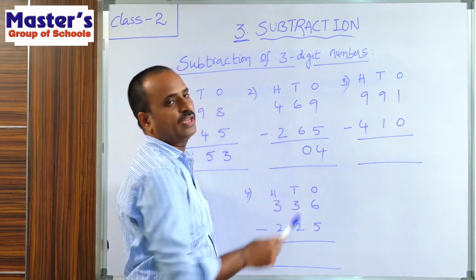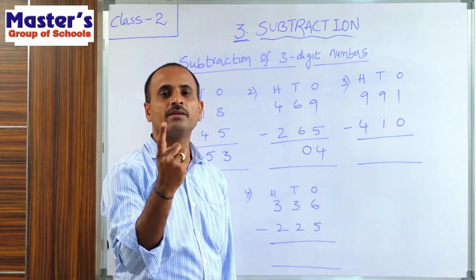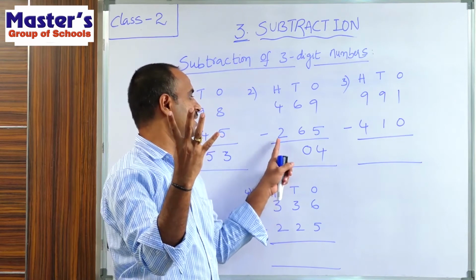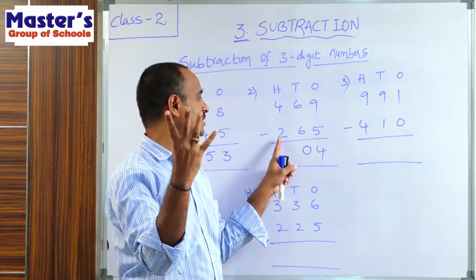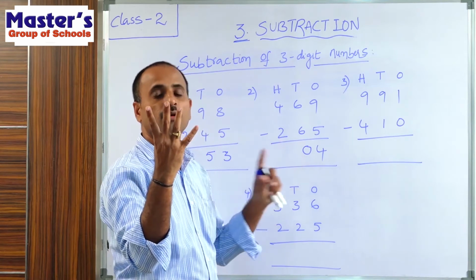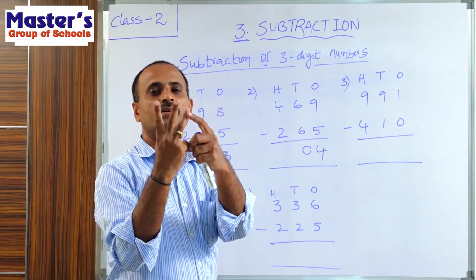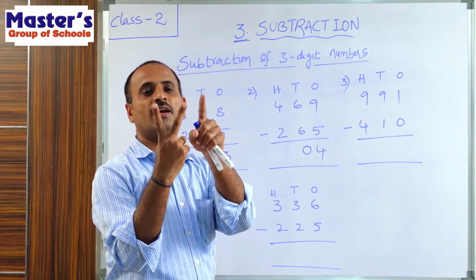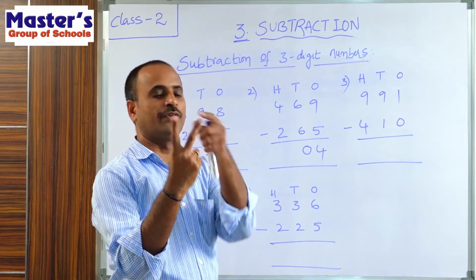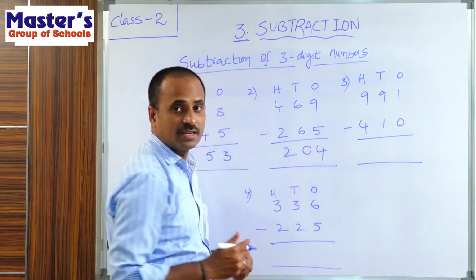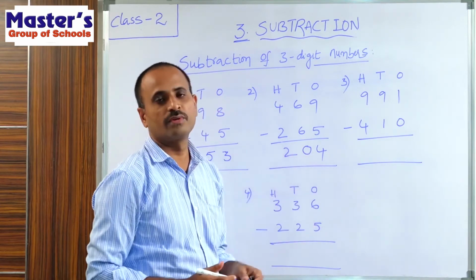So open 4 fingers of your hand. That is 1, 2, 3, 4. These are the 4 fingers. And what is the second digit in the hundreds place? 2 is the second digit in the hundreds place. So close 2 fingers in these 4 fingers. So close 2 fingers, 1 and 2. How many fingers are left? 1, 2. So 2 fingers are left. Write 2 under hundreds place. So children, the answer is 204.